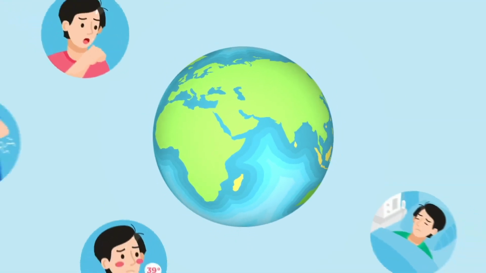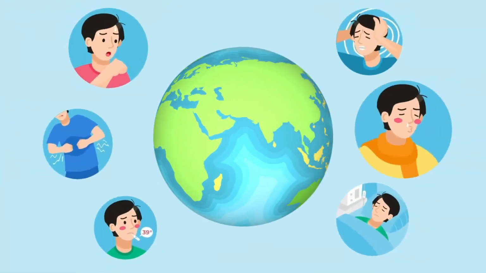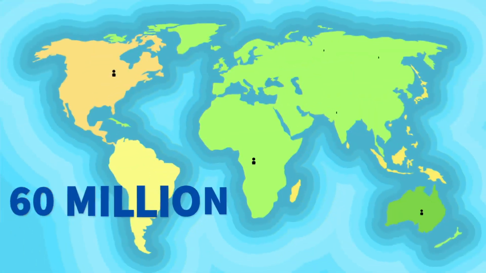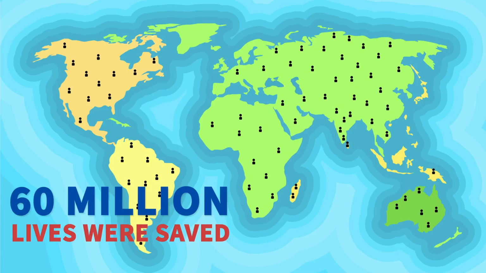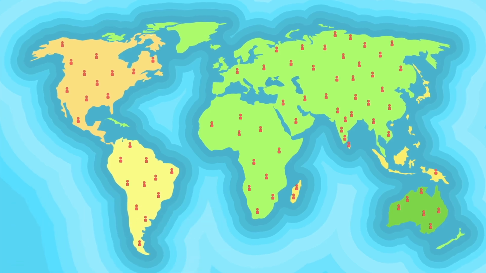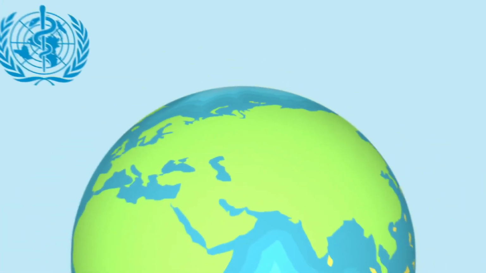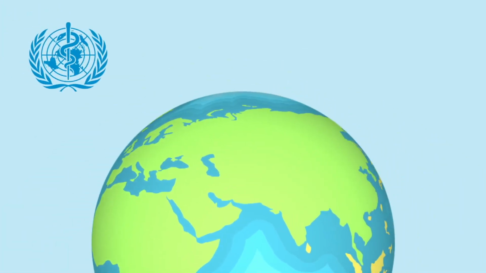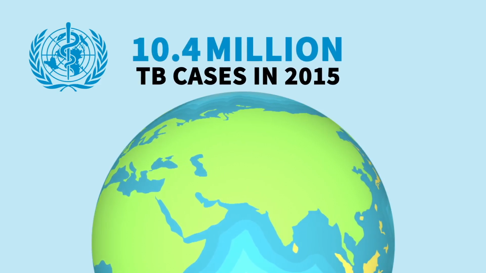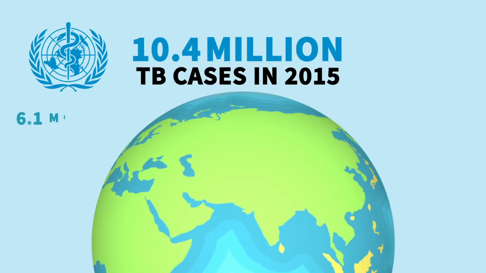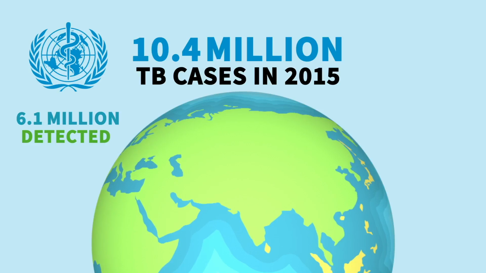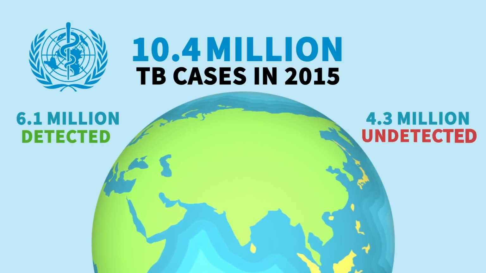Tuberculosis claimed a total of 1.4 million lives worldwide in 2019. Even though an estimated 60 million lives were saved through TB diagnosis and treatment between 2000 and 2019, tuberculosis remains a global epidemic. According to the World Health Organization, of about 10.4 million new TB cases in 2015, only 6.1 million were detected, leaving a gap of 4.3 million undetected cases.